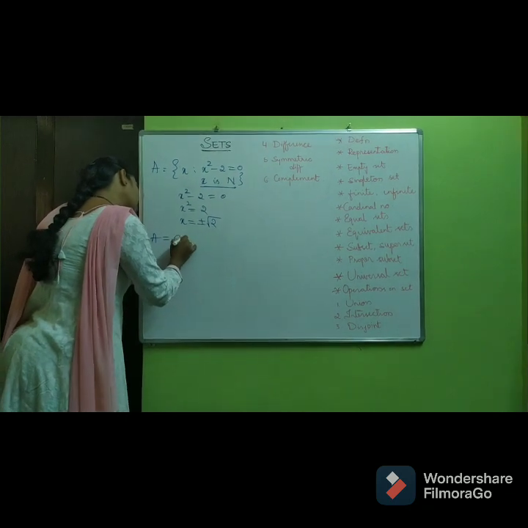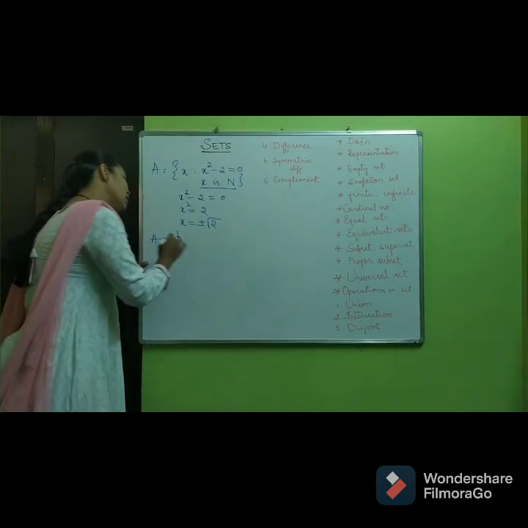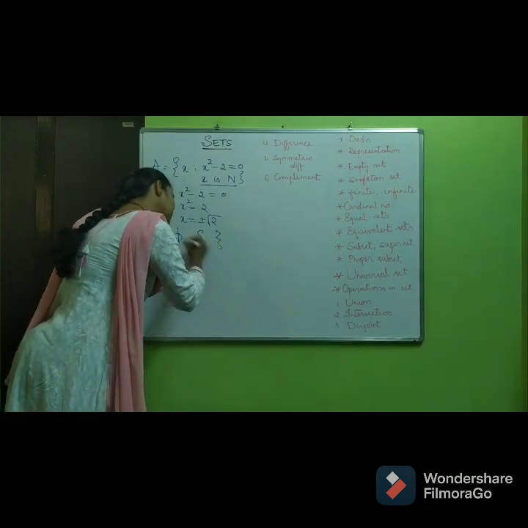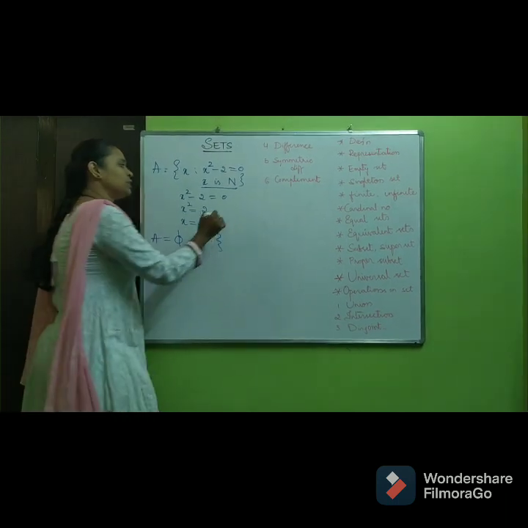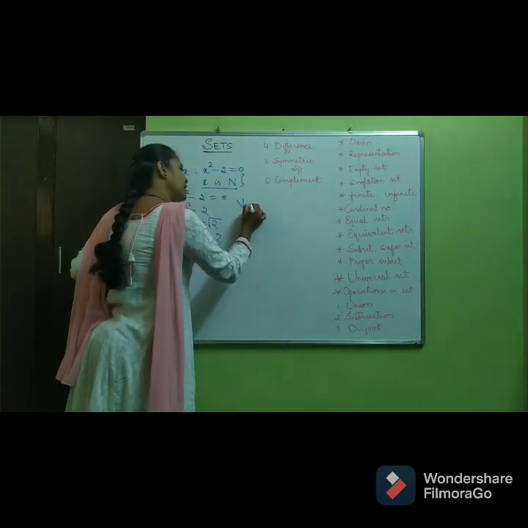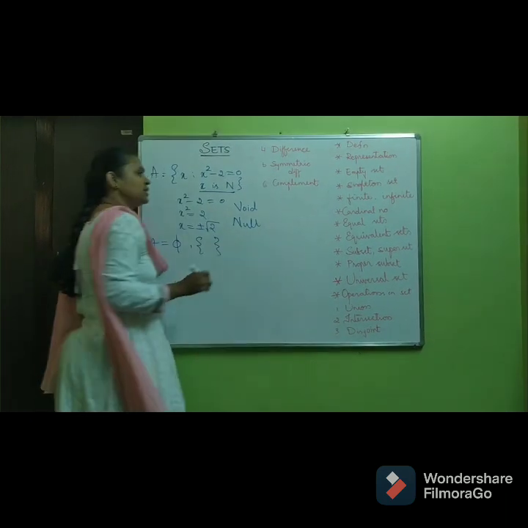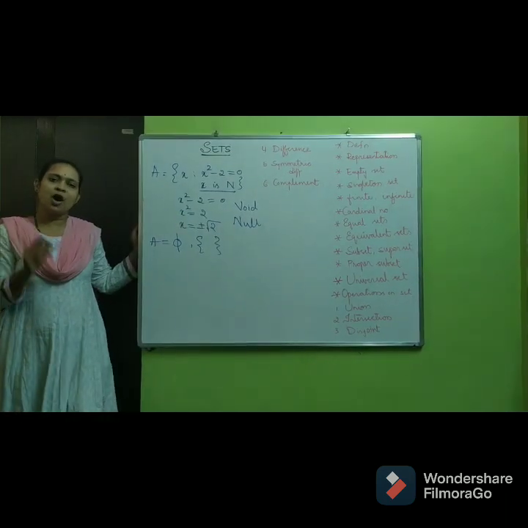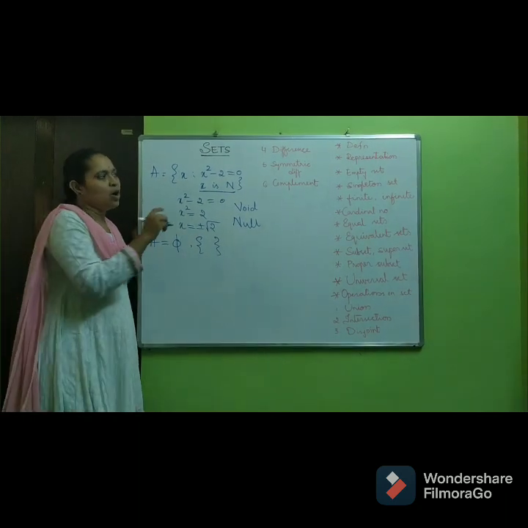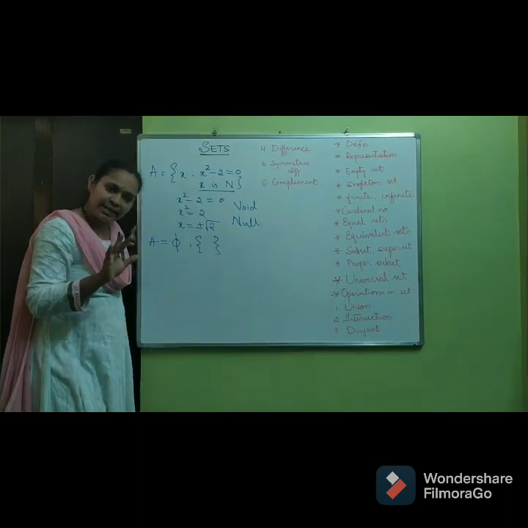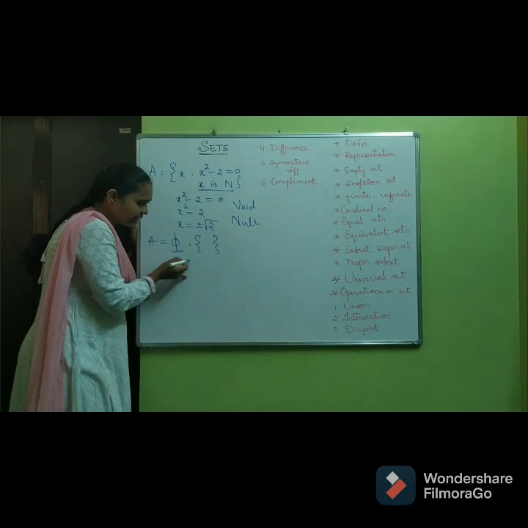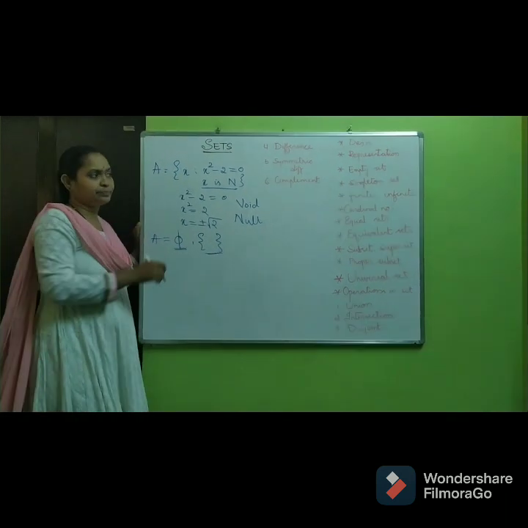Empty set can be denoted by this symbol or it can also be denoted by this symbol. Also, empty set can be called a void set or else a null set. So, empty set, void set and null set: all the three names are given for the same set and its symbol is like this or like this.